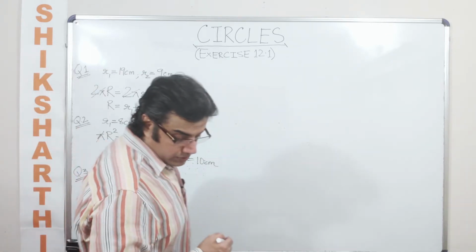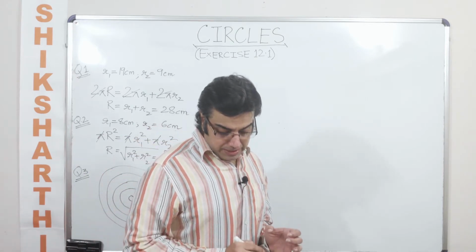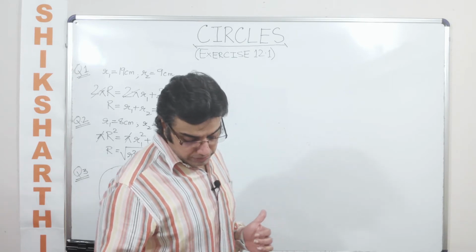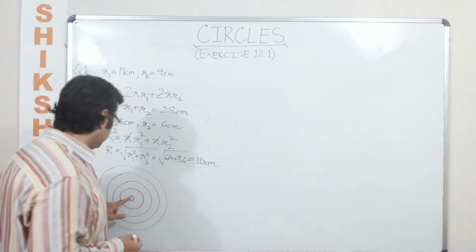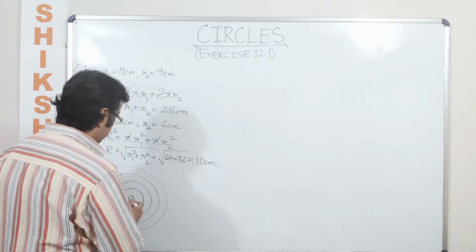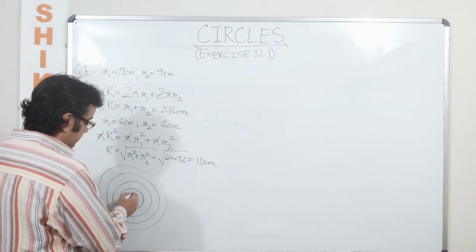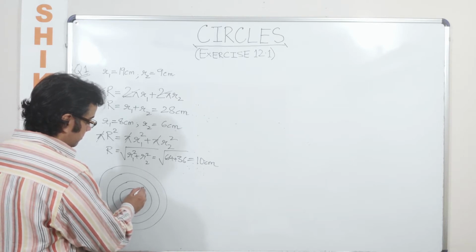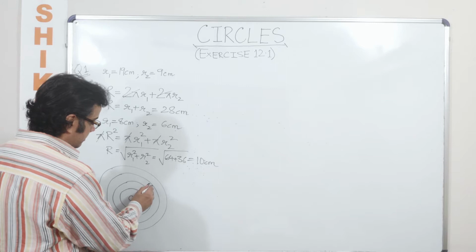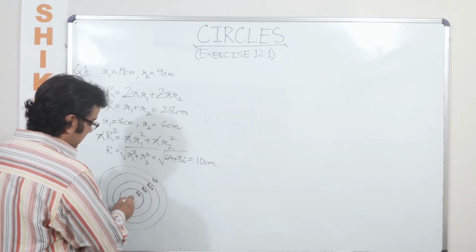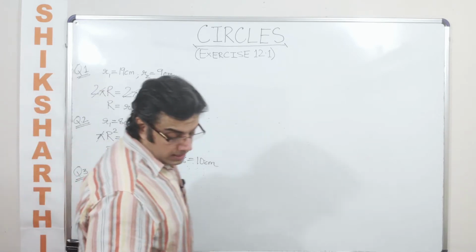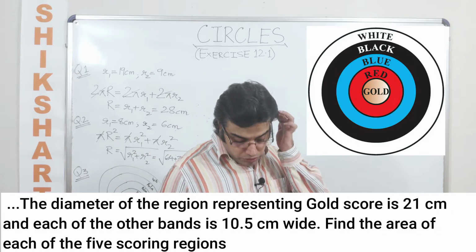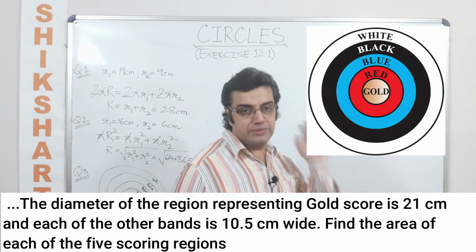And then what they say here is these circles are painted in different colors, and the colors are golden, red, blue, black and white. So let's say this is golden, this is red, this is blue, this is black, and this is white, and the innermost is golden. And it says the diameter of the region representing the gold score is given as 21 centimeters.